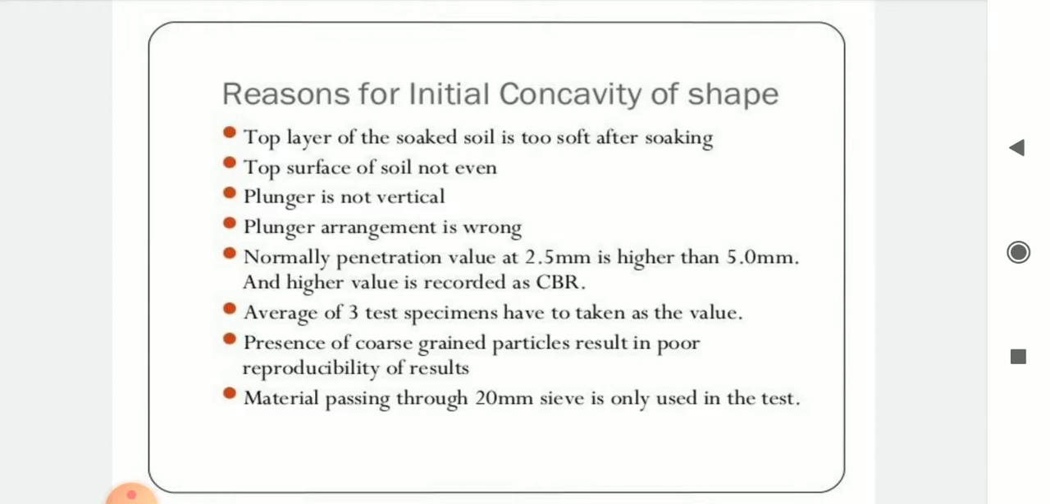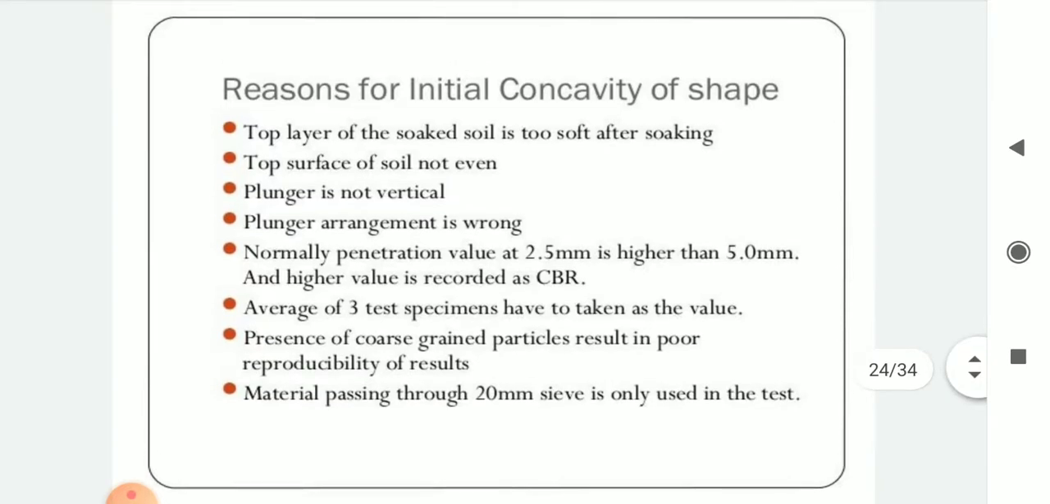Presence of coarse grained particles results in poor reproducibility of results. Material passing through 20 mm sieves is only used in the tests.